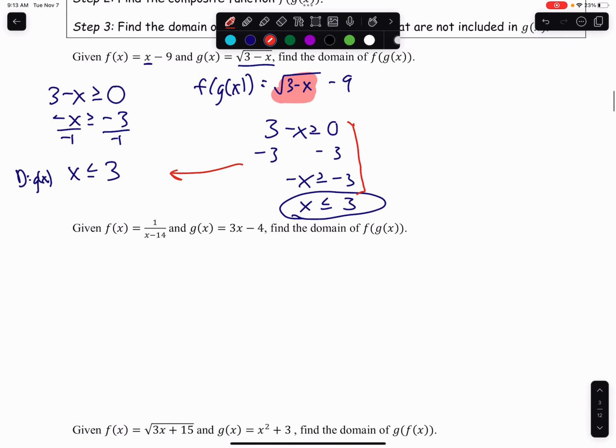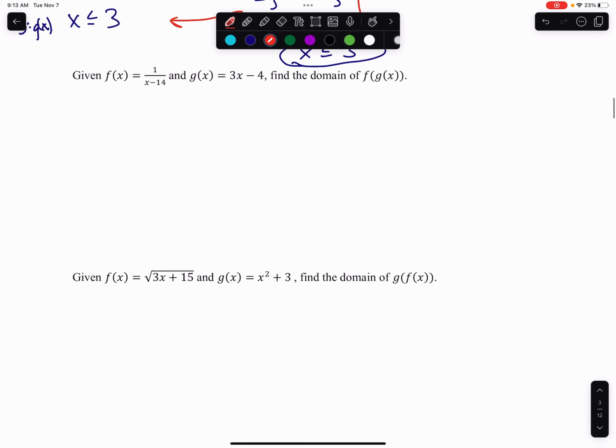So if you want to try and do the next two by yourself, feel free. Pause the video and play it when you're done. If not, we'll do that right now too.